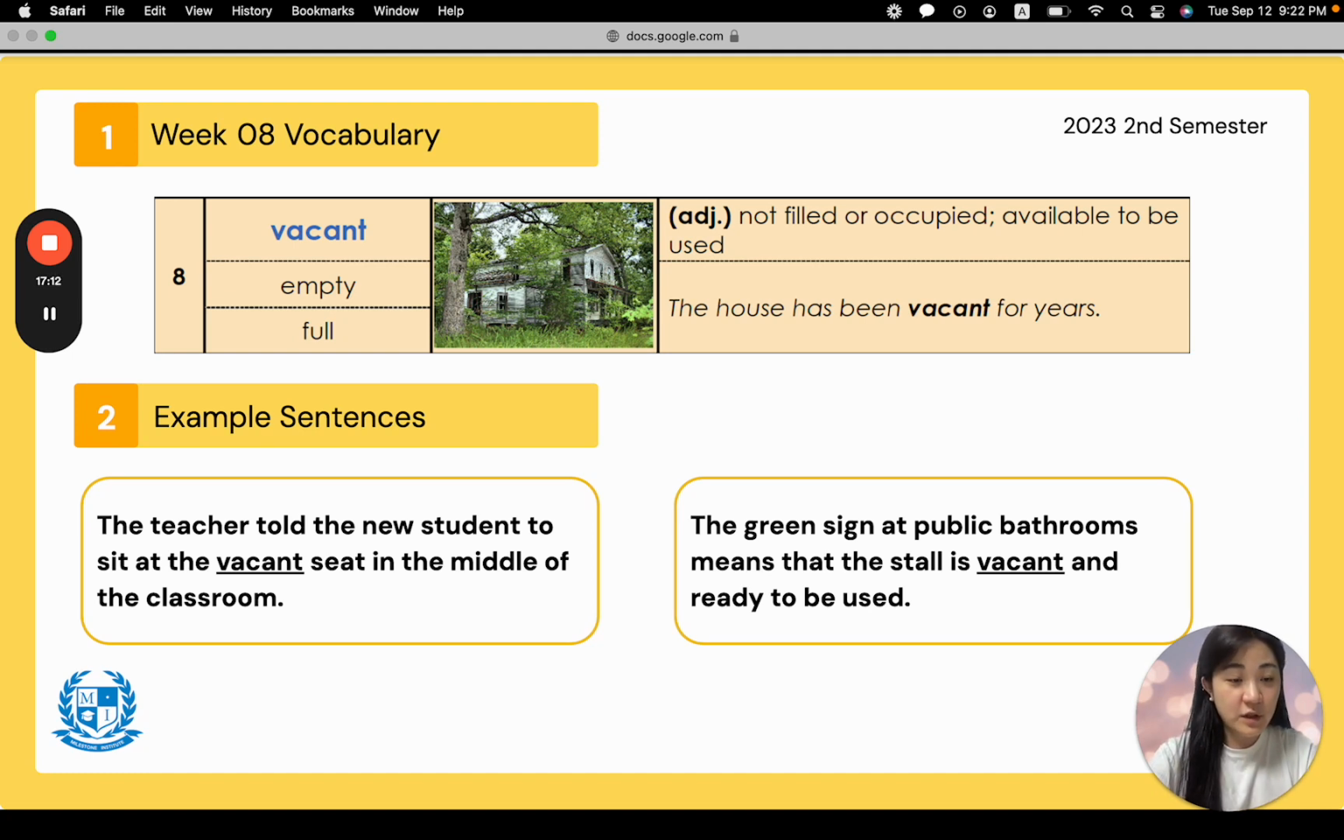Also, here, if you've used a public bathroom before, this next sentence will make a lot of sense. The green sign at public bathrooms means that the stall is vacant and ready to be used. Meaning green sign at the bathroom, no one is in there, you can use it. But if it's red, it says occupied, meaning someone's in there, so you cannot use it. Okay? Everyone say vacant.